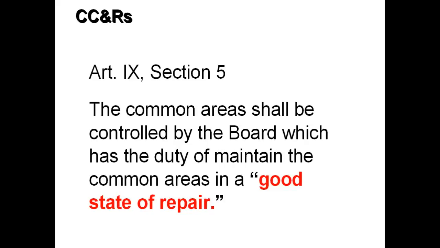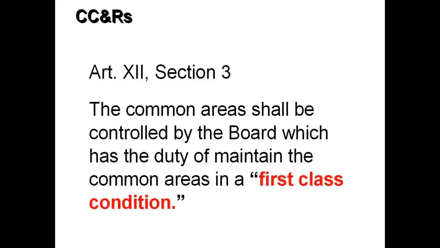Occasionally, I will run into an older set of documents that will have problematic language. And in the next slide, you'll see where it calls for the association to maintain the common areas in a first-class condition. This turned out to be central in another lawsuit that I served as an expert in, because the question for the court was, what does first-class condition mean? Well, plaintiffs were arguing that it meant near new condition. And that means, okay, a roof that has a 20-year lifespan, does that mean you have to replace it every 5 years, every 7 years in order to keep it near new condition?